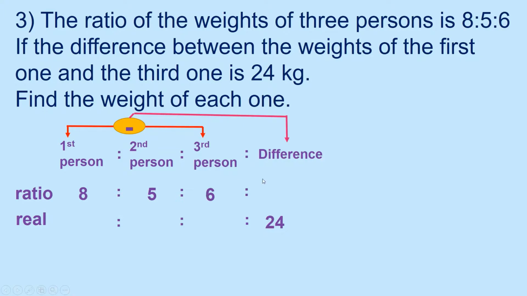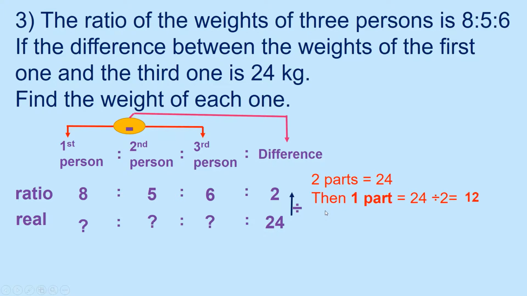8 minus 6 equals 2. It means that 2 parts equal 24. So let's find the weight of each one. So 2 parts equal 24. How many for 1 part? 1 part equals 24 divided by 2 equals 12.